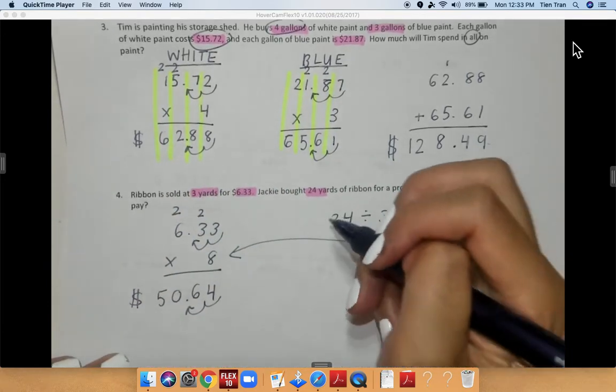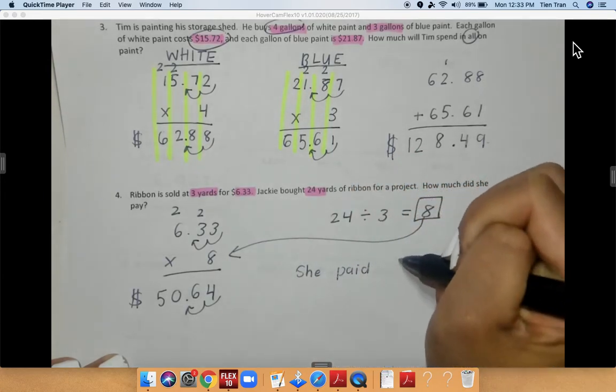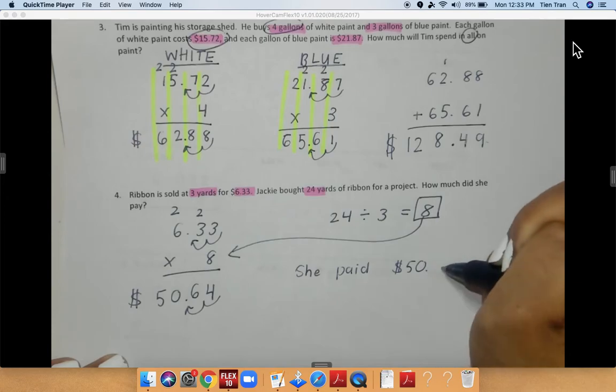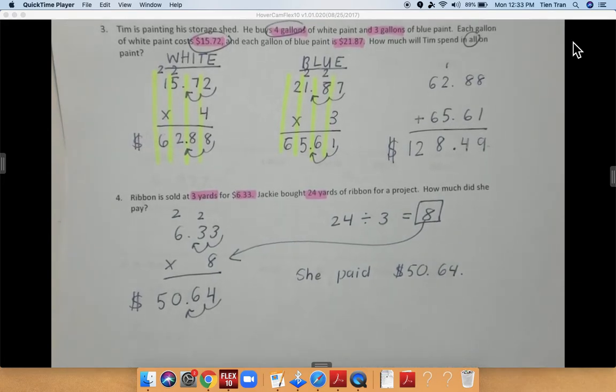So how much did she pay? She paid $50.64.